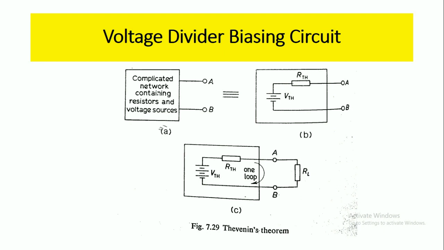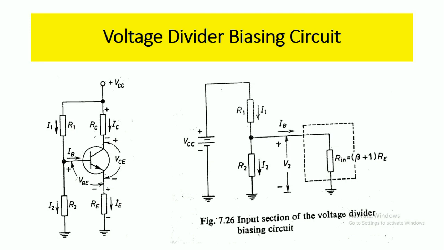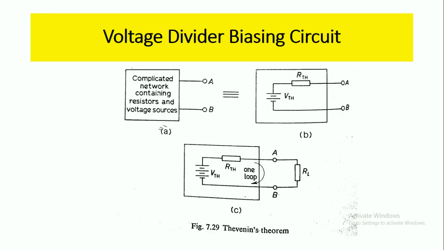You may be wondering why the operating point does not change when the transistor is replaced by another. Here in the circuit, we have already shown the voltage divider bias circuit. To verify, this circuit will make the transistor independent of temperature T and the beta value. So now we will see how this voltage divider biasing circuit makes these two parameters independent.